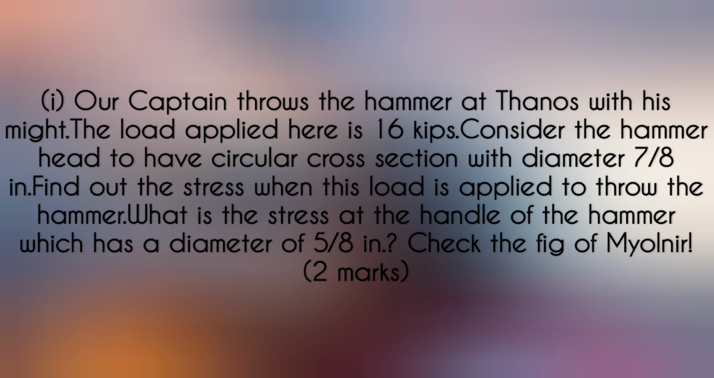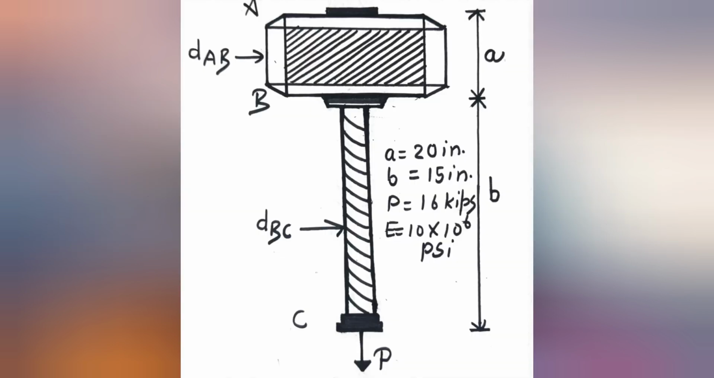Consider the hammerhead to have a circular cross section with diameter 7/8 inch. Find out the stress when this load is applied to throw the hammer, and what is the stress that is going to be developed at the handle of the hammer, which has a diameter 5/8 inch. Check figure 1b, which itself represents the hammer, with diameter AB, D_AB as 7/8 inch, diameter BC, D_BC as 5/8 inch, and P denotes the direction in which the particular load of 16 kips is applied.